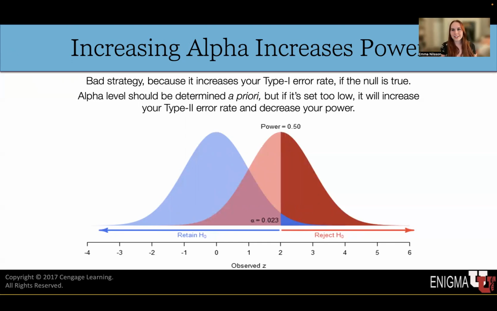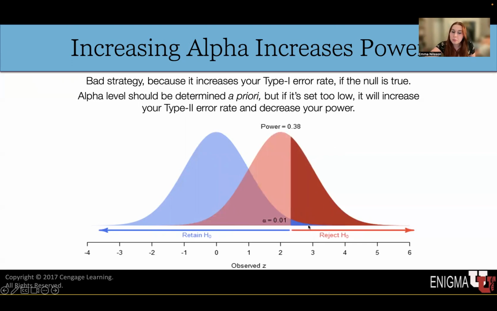It's generally recommended that you keep your alpha at the standard level for whatever is common in your field of study, which in most cases is just 0.05. But as you can see in this animation, decreasing your alpha is going to decrease your power, and increasing alpha is going to increase your power.